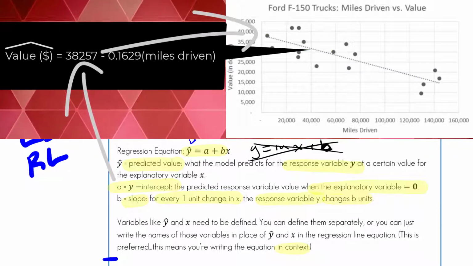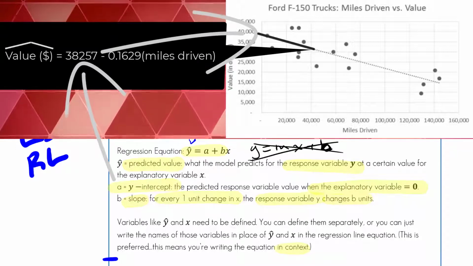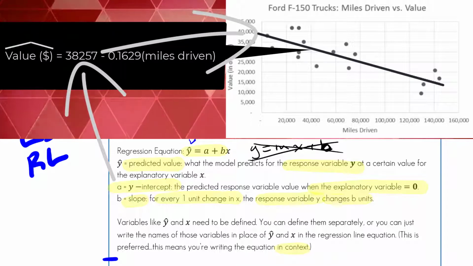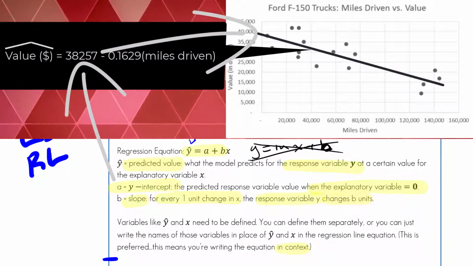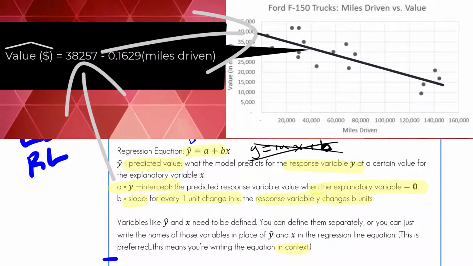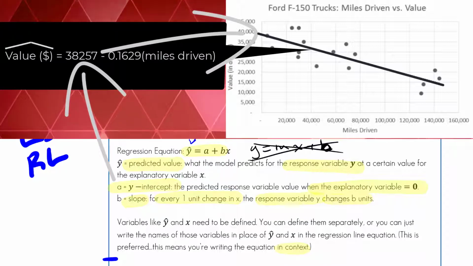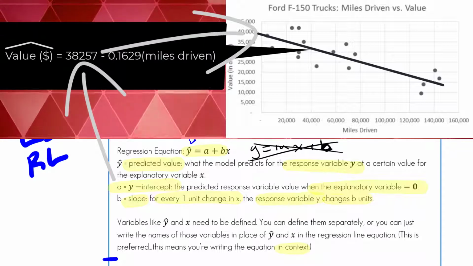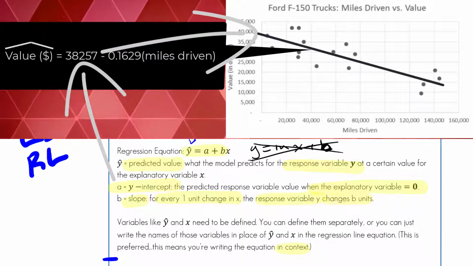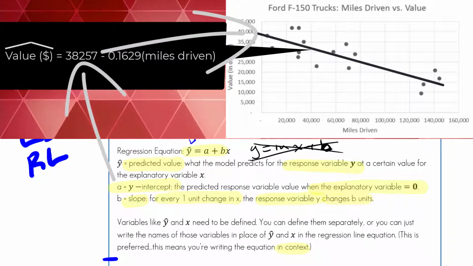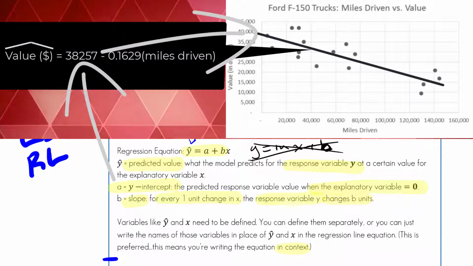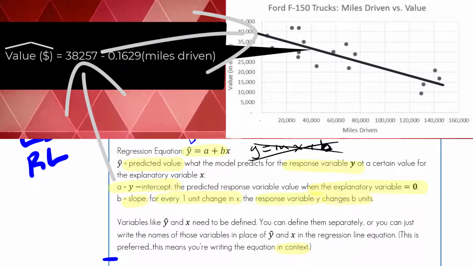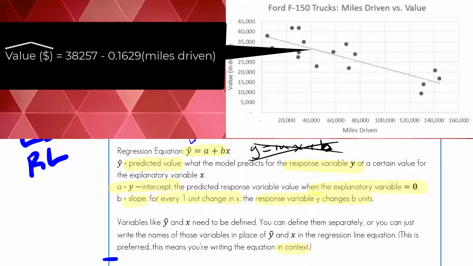A is the y-intercept. If we were to extend this line to where it intersects with the y-axis, we would have the y-intercept. And we can see clearly that that's $38,257, and that's right about where that line meets. What does that tell me? If a truck has 0 miles on it, then its price or value is $38,257. At least that's what our model predicts. So based on the data that we have, we can predict a brand new spanking truck is $38,257.